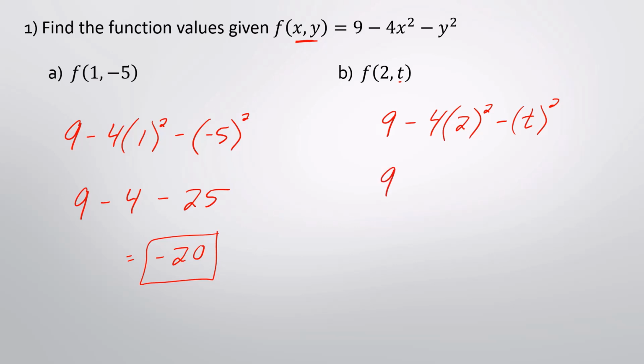Now we'll simplify each one of these. 9 can't combine with anything yet. 2 squared would be 4, times 4 would be 16, so take away 16. And then t squared, there's not really much I can do with that. So now combine whatever we've got here: 9 take away 16 would be -7, minus t squared, and since they can't combine, that's as good as it's going to get.